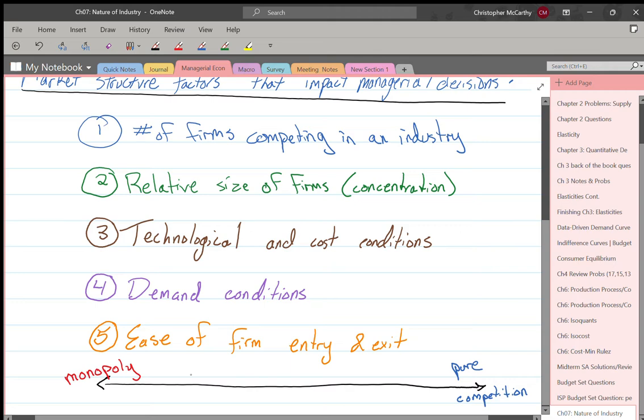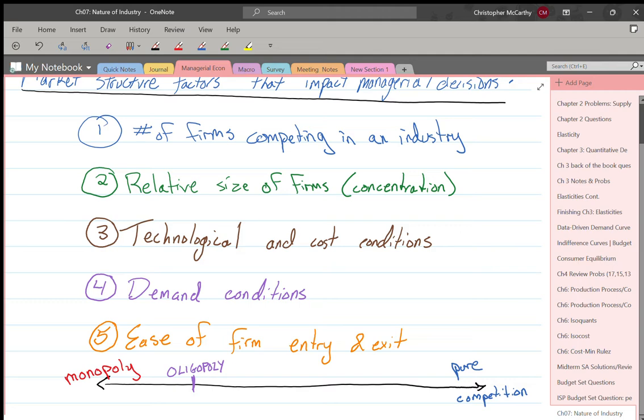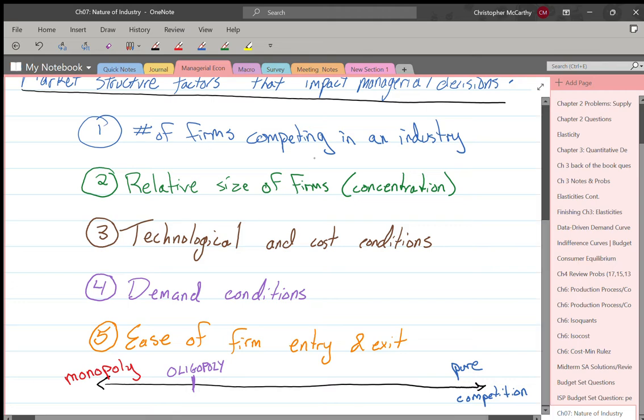What we're going to talk about today is the type of industry that's closer to monopoly, which is called oligopoly. Instead of the rule of one, it's talking about many different firms, but still a high concentration of firms. There's a small number of firms competing. The firms are relatively large in size. There are high technological and cost conditions. Demand conditions might be sensitive to aggregate demand or effective demand. And there are relatively high barriers to entry, perhaps due to economies of scale, financial constraints, patents, technological constraints, and so on.